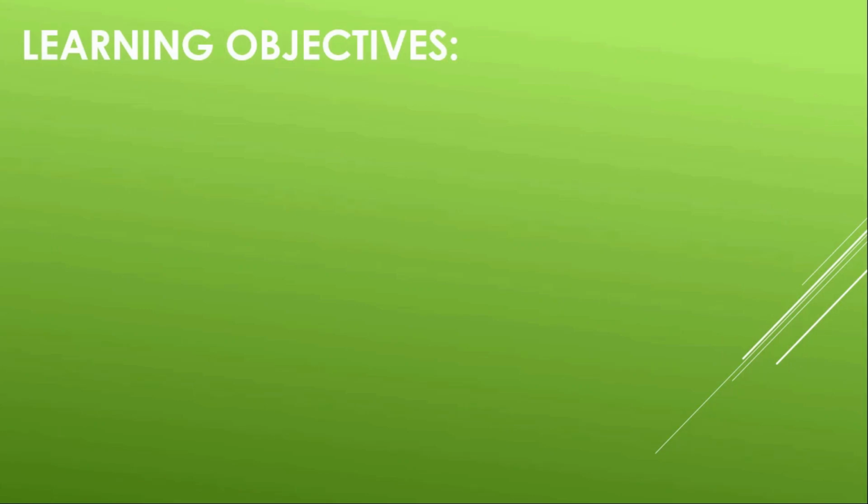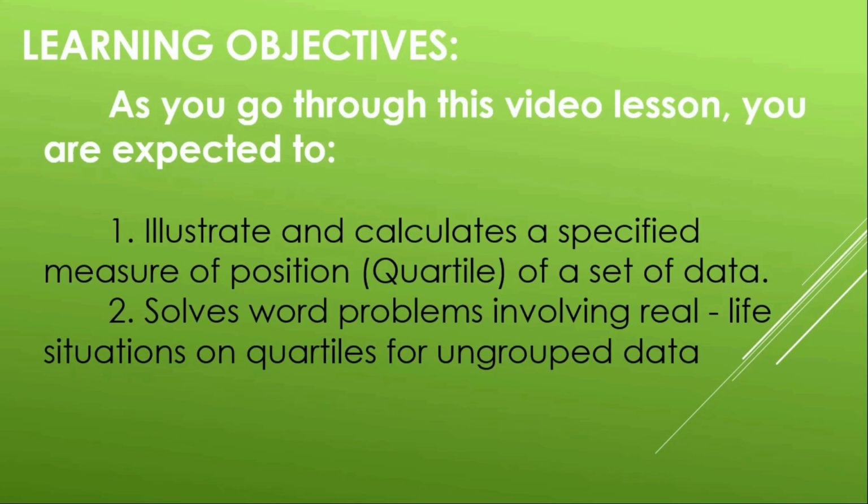Let's start with our learning objectives. As you go through this video lesson, you are expected to: number 1, illustrate and calculate a specified measure of position of a set of data, which is quartile. Number 2, solve word problems involving real-life situations on quartiles for ungrouped data.